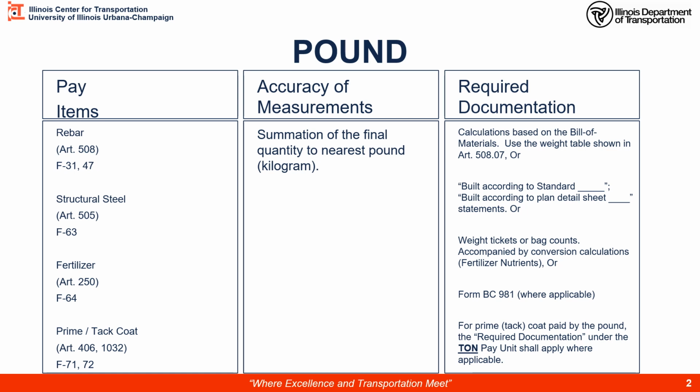For fertilizer, you need to do a little calculation to convert the amount of material supplied by the nutrient content. So you need to show those calculations and use Form BC81 if it's available and can be applied to the item. For prime and tack coat, it's paid by the pound, which must be a weight item. In some cases, it could be paid under ton, but typically the more modern specs are converted to pounds of residual asphalt.